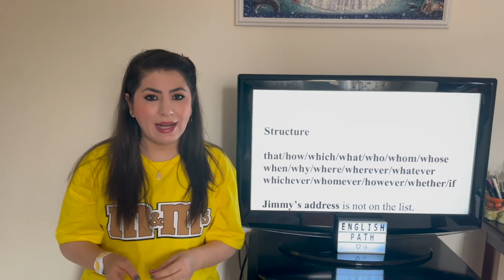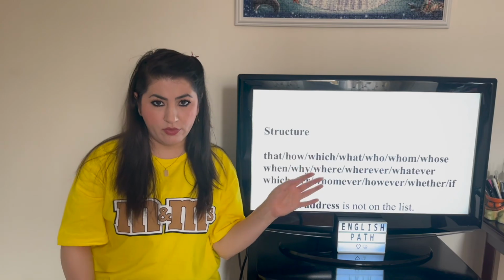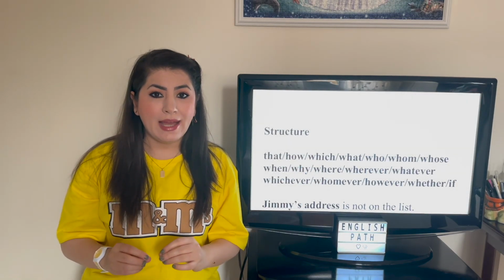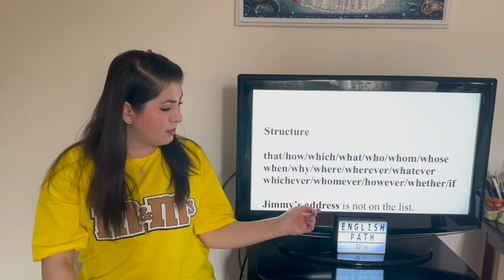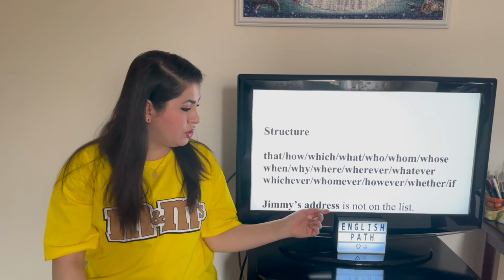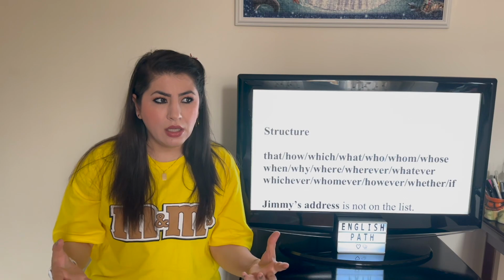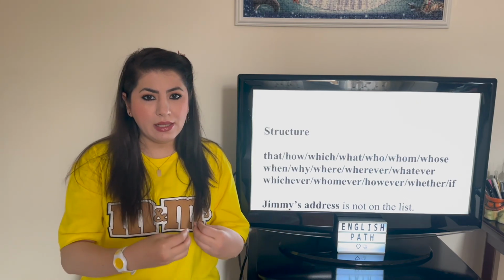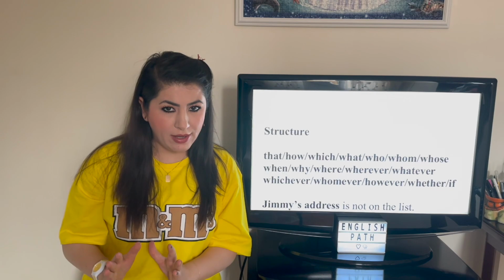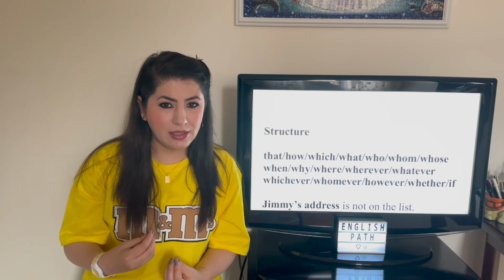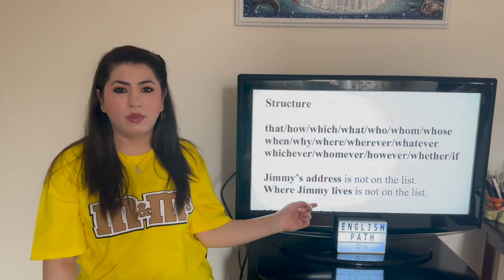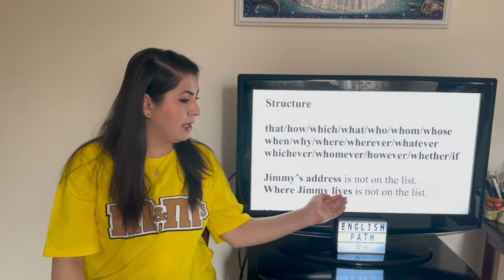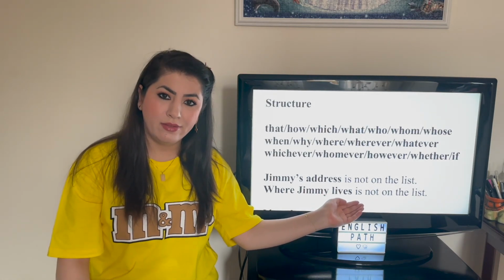I just told you that noun clauses start with one of these words, right? I also told you that you can always replace nouns with noun clauses. Jimmy's address is not on the list. Jimmy's address. What is Jimmy's address? Jimmy's address is the place in which he lives, right? So we're talking about a place. Therefore, we can replace it with a noun clause like this. Where Jimmy lives is not on the list, right?